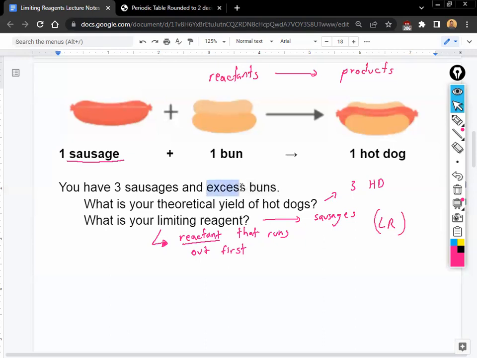Okay, so that's if we have an excess of something. We said, though, going forward, we're not going to be talking about excess anymore. So let's look at another quick hot dogs example to see what happens if you don't have an excess.